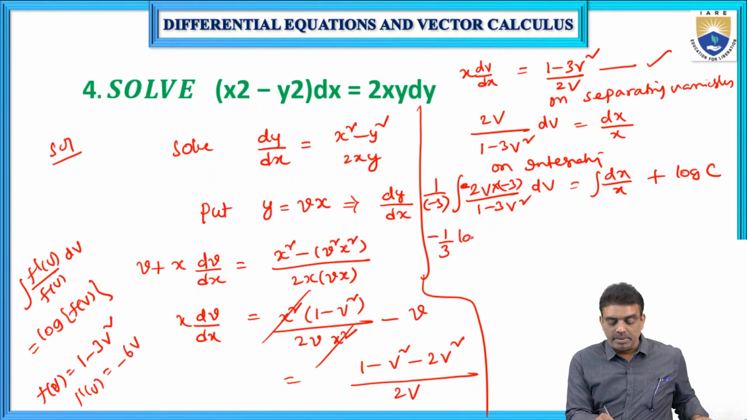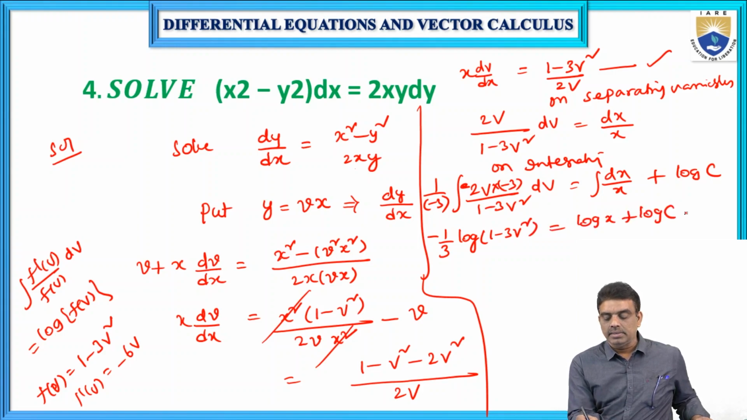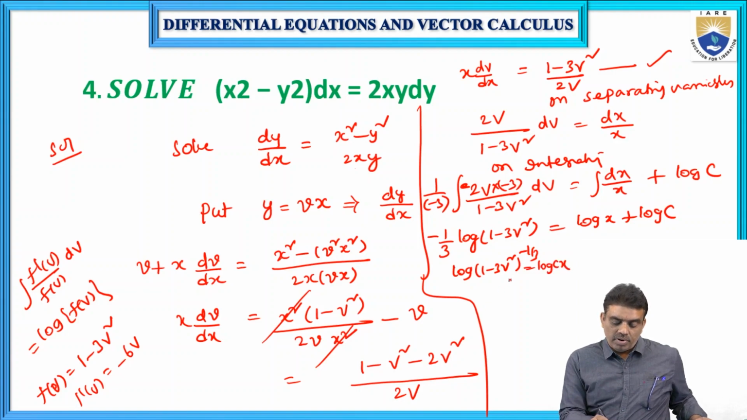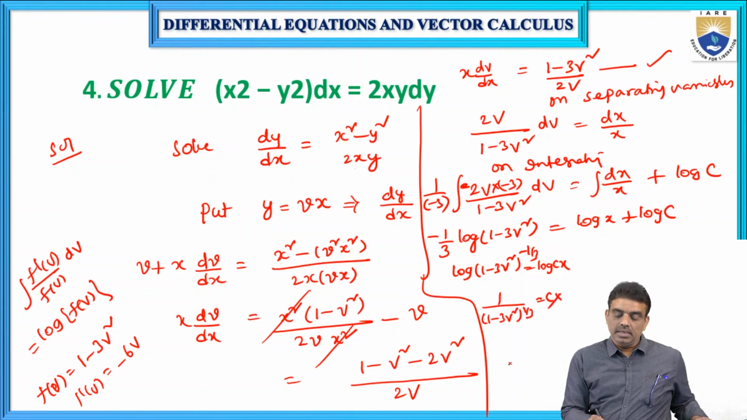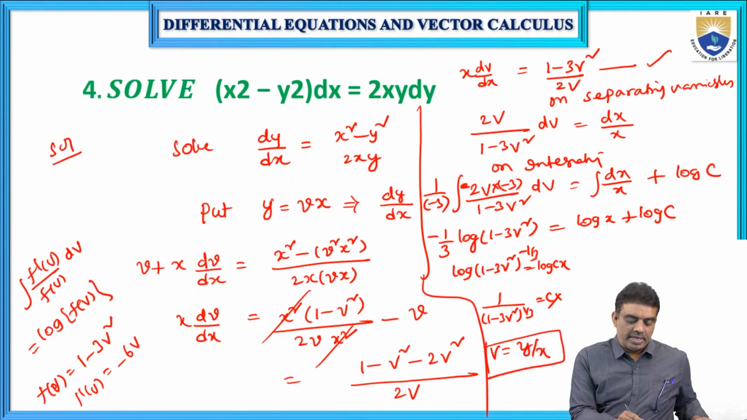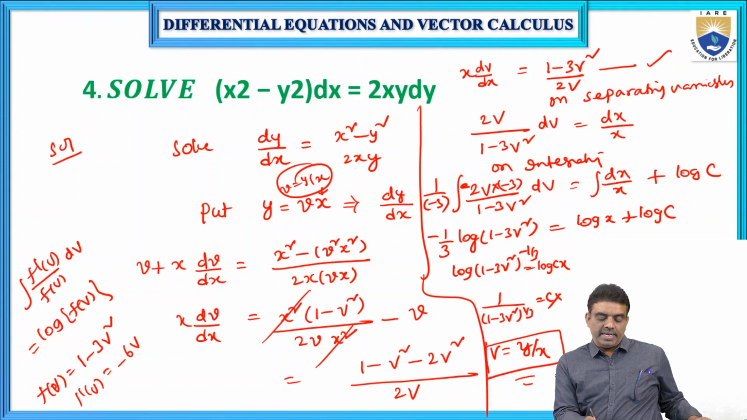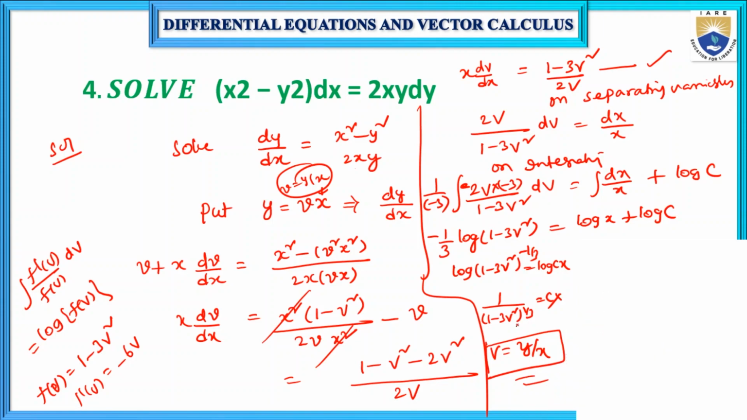So the integration now becomes minus 1 by 3 log of 1 minus 3v square is equal to log x plus log c. So now I can write it as log of 1 minus 3v square whole power minus 1 by 3 is equal to log cx. Or I can write 1 by 1 minus 3v square whole power 1 by 3 is equal to cx. But what is the v value? v is equal to y by x. This is the final substitution. y is equal to vx or v is equal to y by x, both are the same. So on substituting, we'll get the final solution. Just replace v by y by x and write the complete solution.